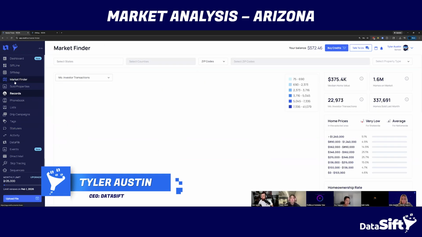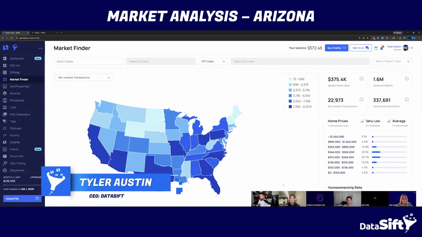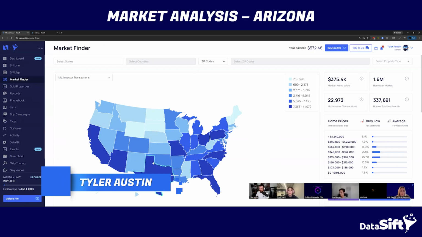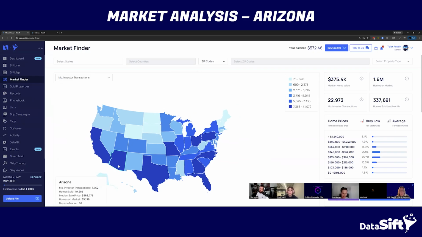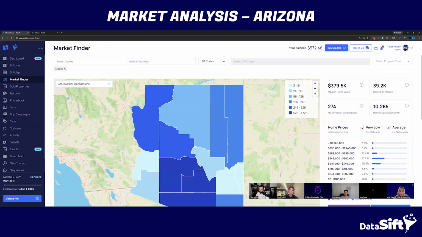So let's get into Market Finder now. Let's do Arizona because that's an area that has some zip codes and stuff. I've never marketed there because it's just busy. So I think I'll use that one. If I go to Market Finder, I can either select states here or I can click on Arizona here. I like to click on it, so I'm gonna do that.